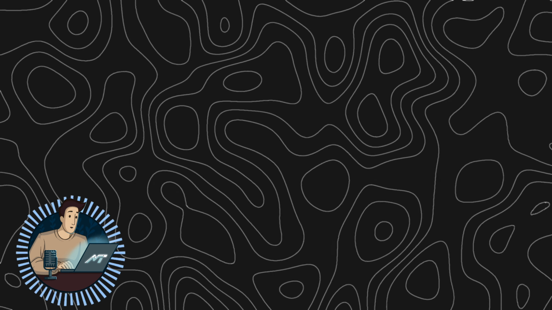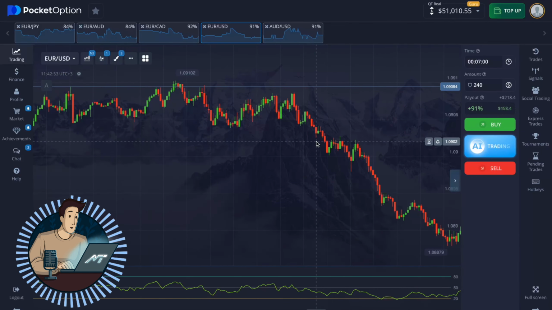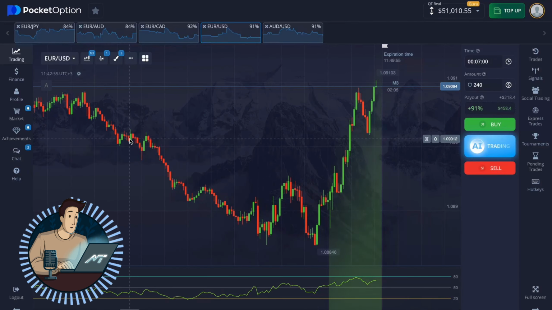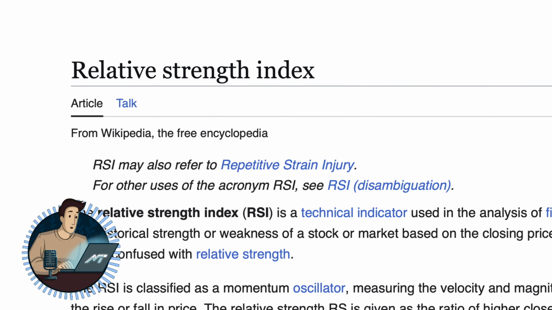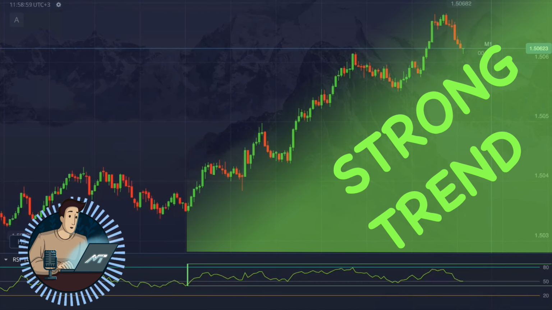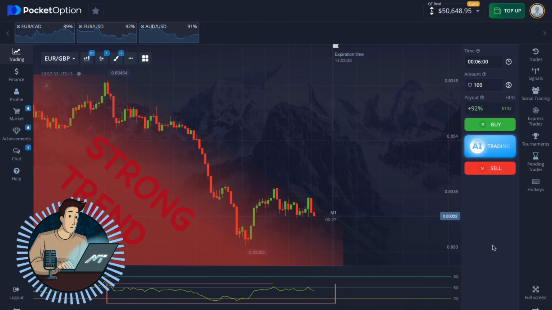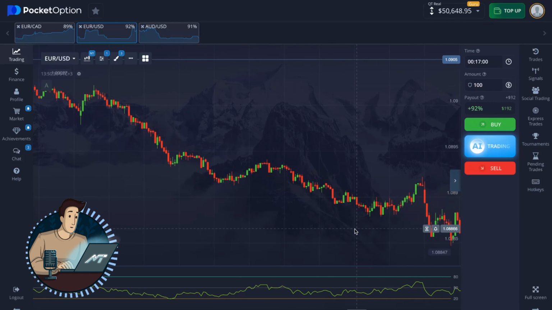But wait, that's not the only way to use RSI. Originally, RSI wasn't even designed to identify overbought or oversold zones. It was created to measure trend strength. When I tested RSI, I noticed something interesting. In strong uptrends, RSI typically moves between 50 and 80. In strong downtrends, RSI moves between 20 and 50. Here's how to use this.